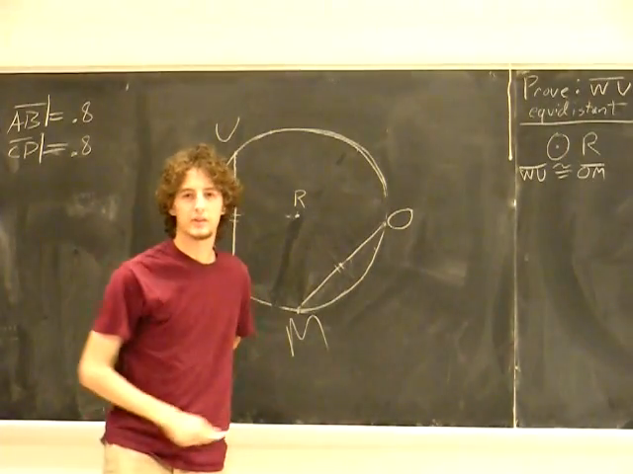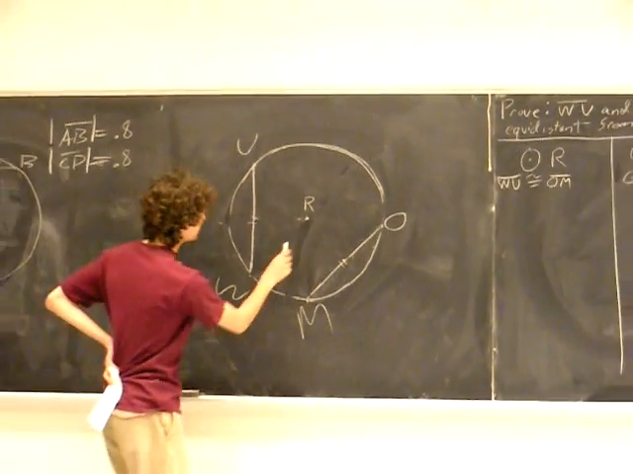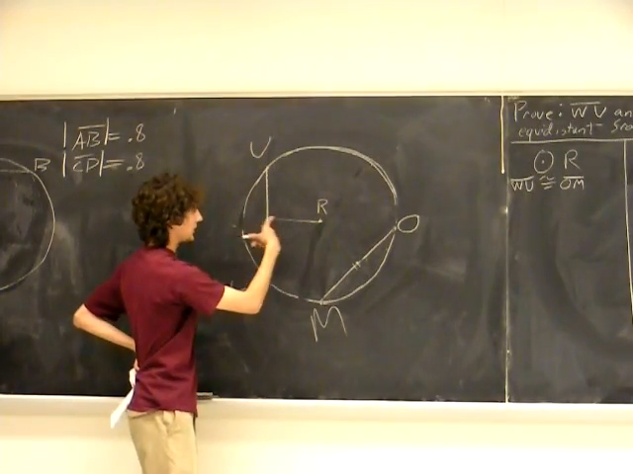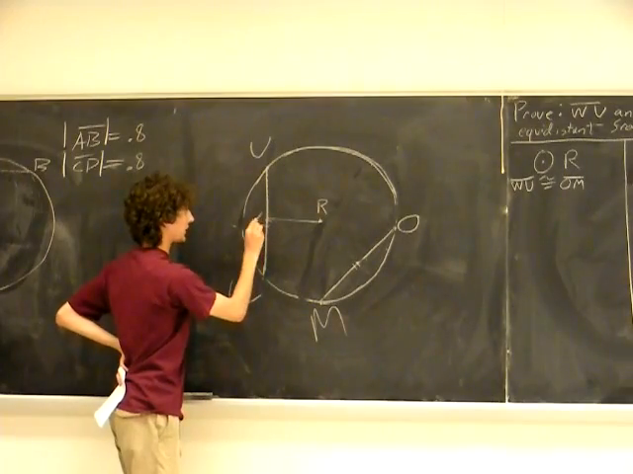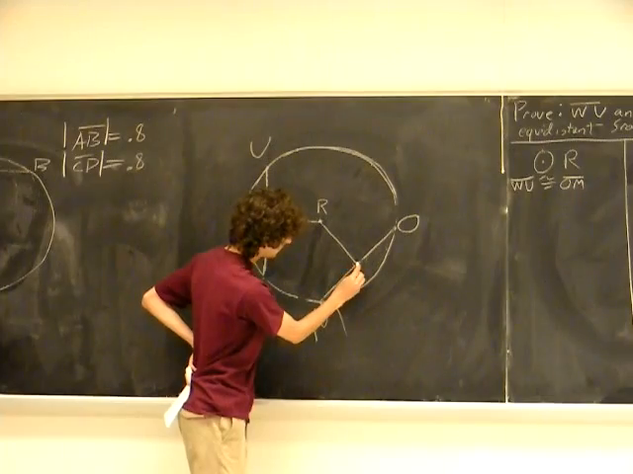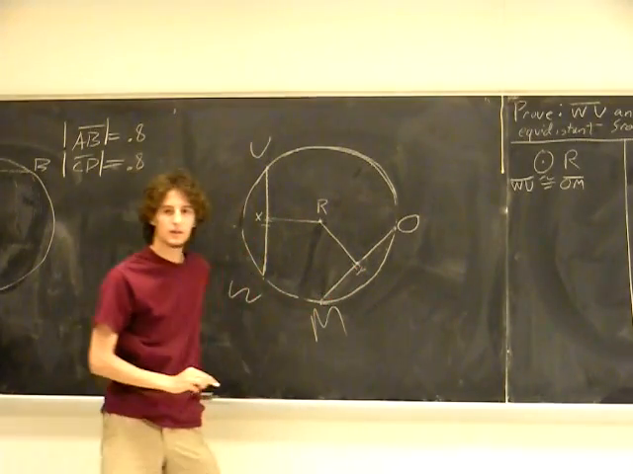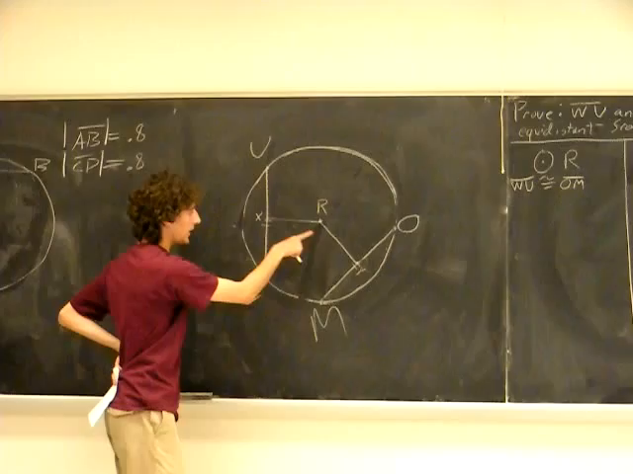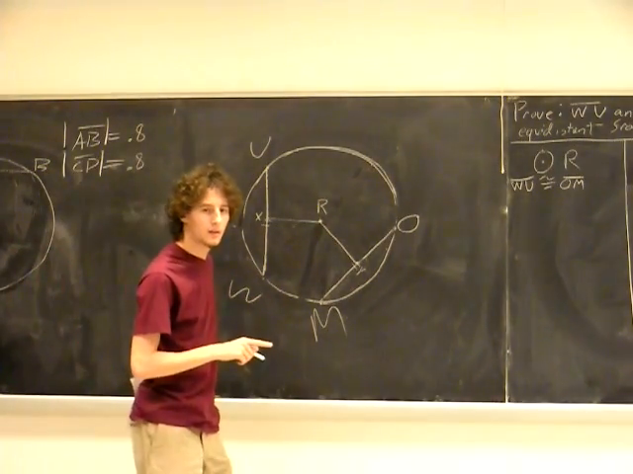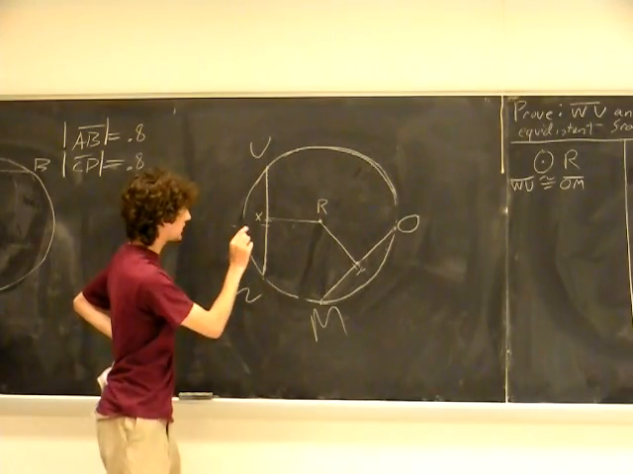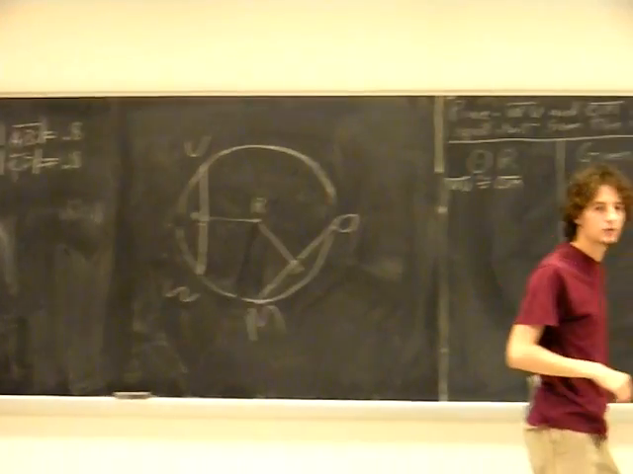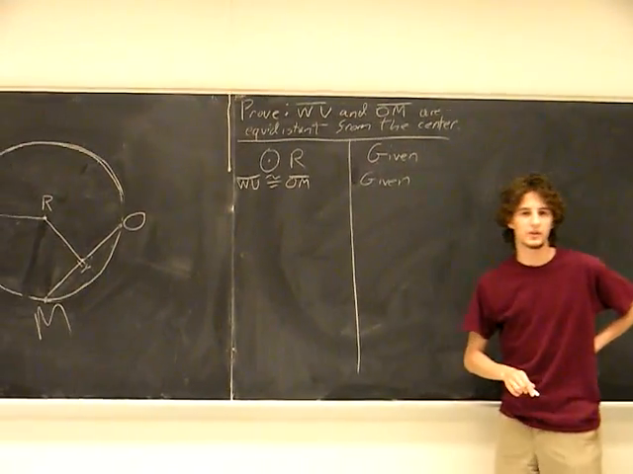How about the shortest distance? If we take the shortest distance between R and, we'll call this point X, and the shortest distance between R and point Y, and if we can prove that that and that are the same, that RX is congruent to RY, then we can safely say we've proven that the chords are equidistant from the center.